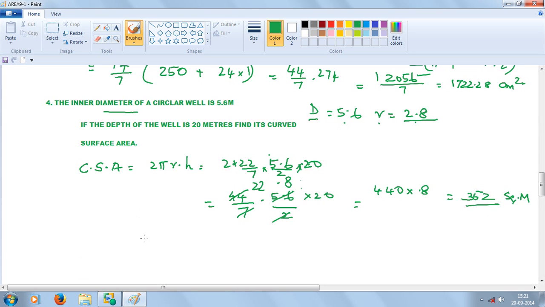So we can also write the formula. Instead of 2 pi r, taking 2r as d, we can write pi multiplied by d multiplied by h. So 22 by 7 into 5.6 into 20. This way also we can do it.